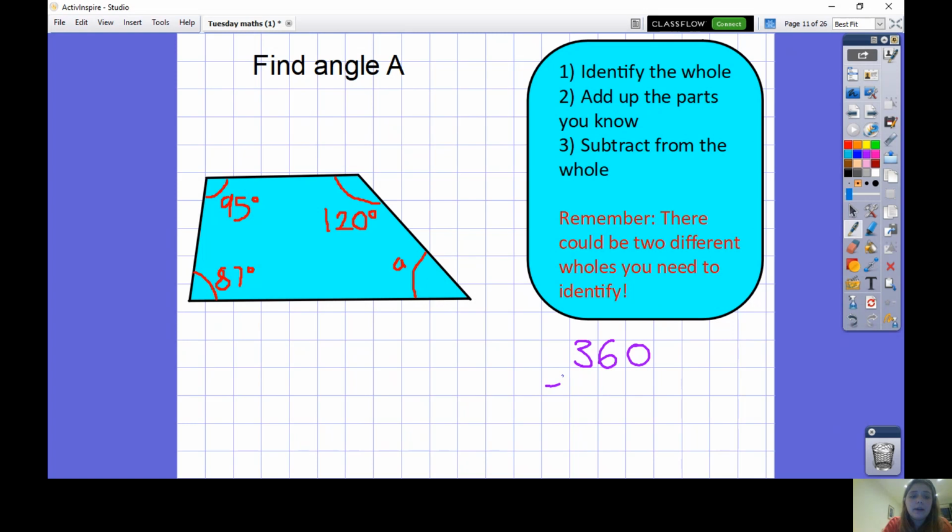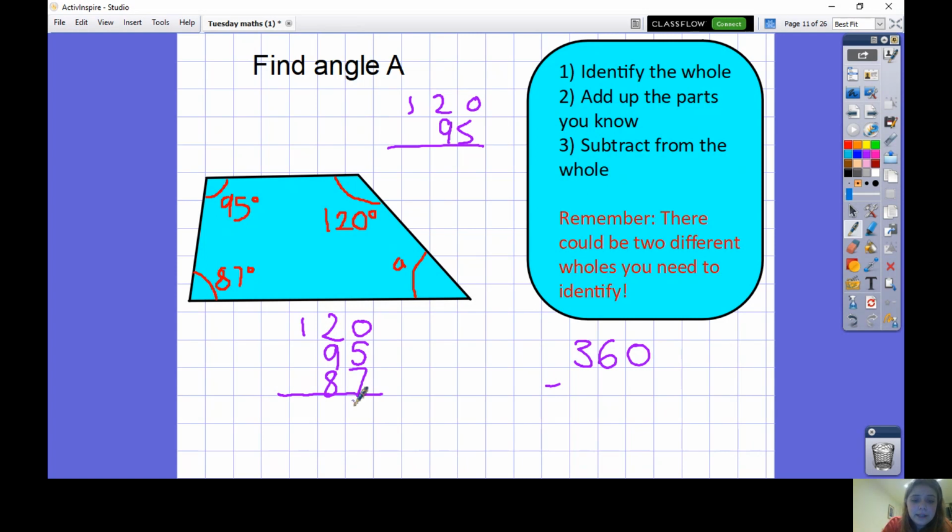Add up the parts that you do know. So I'm going to use the column method for this. I'm only going to be adding up 3 numbers, so I think for most of us we'll be confident enough to do that using the column method like that. If that's tricky for you though, add them up 2 at a time. 120 add 95 like that, and then add on the final number at the bottom. It depends on how confident you are.